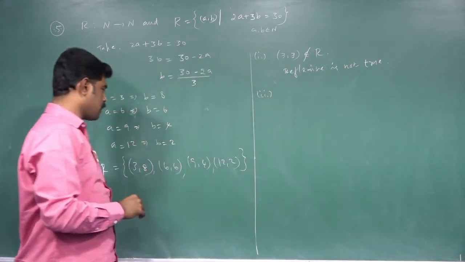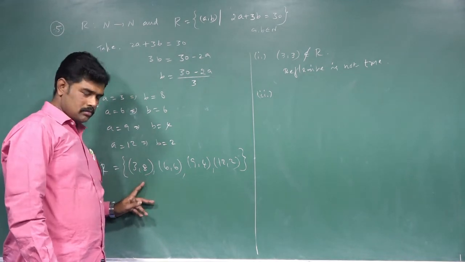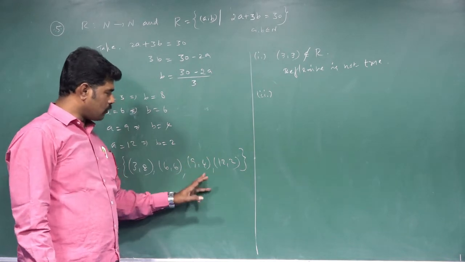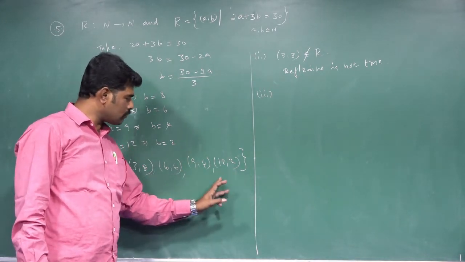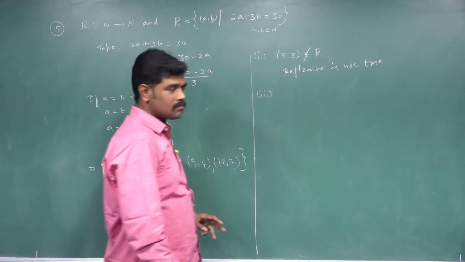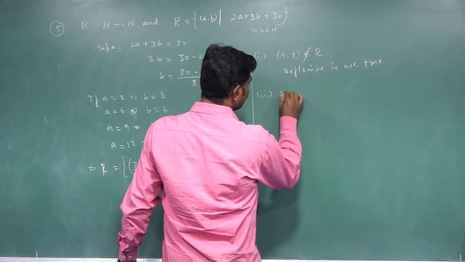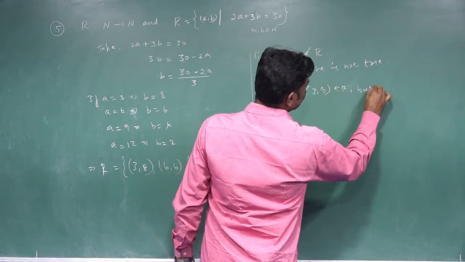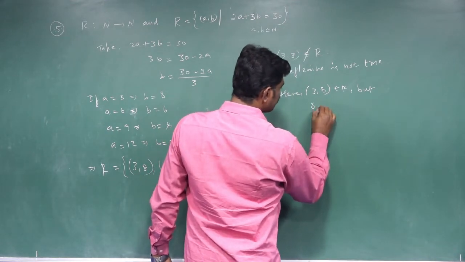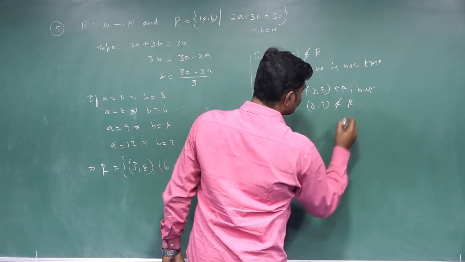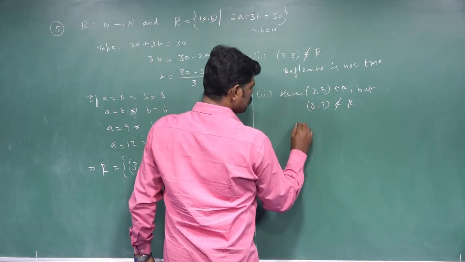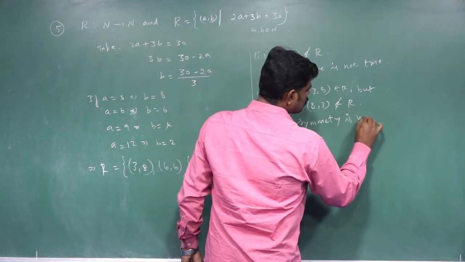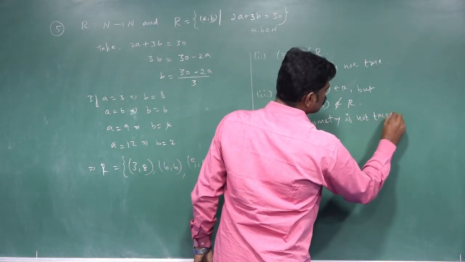Second case, symmetry. (3, 8) is here, but the reverse pair (8, 3) does not exist here. Like for (9, 4), (4, 9) is not here, and for (12, 2), (2, 12) is not here. One case is enough to say it is not symmetric. Here (3, 8) belongs to R, but (8, 3) does not belong to R. Therefore, symmetry is not true.